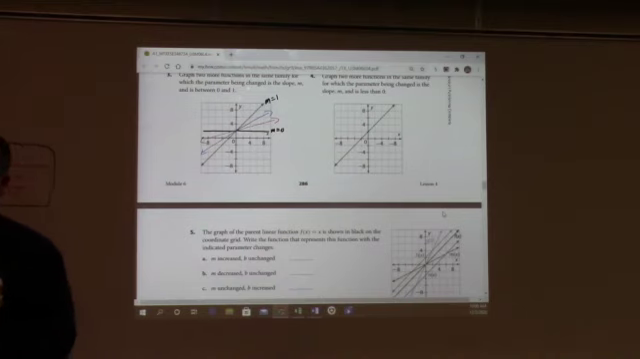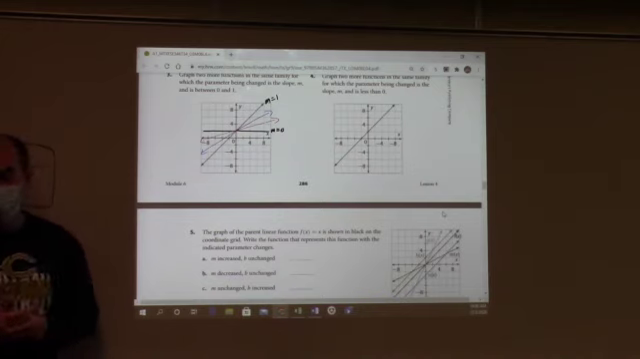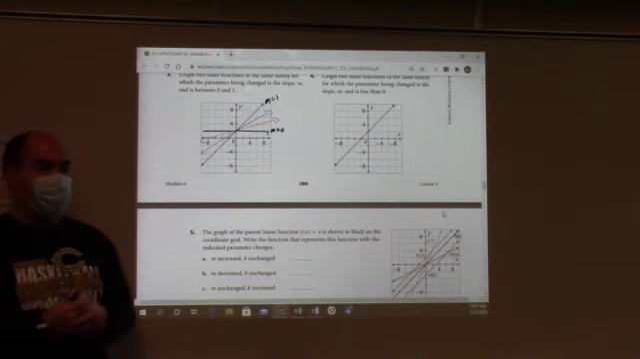Jared? So you don't need to write down what your slope is going to be? No, it doesn't tell us to write it down. It just says graph them. If you want to write it down, you can. If that helps you, if that makes more sense to you, then that's fine, but you don't have to.